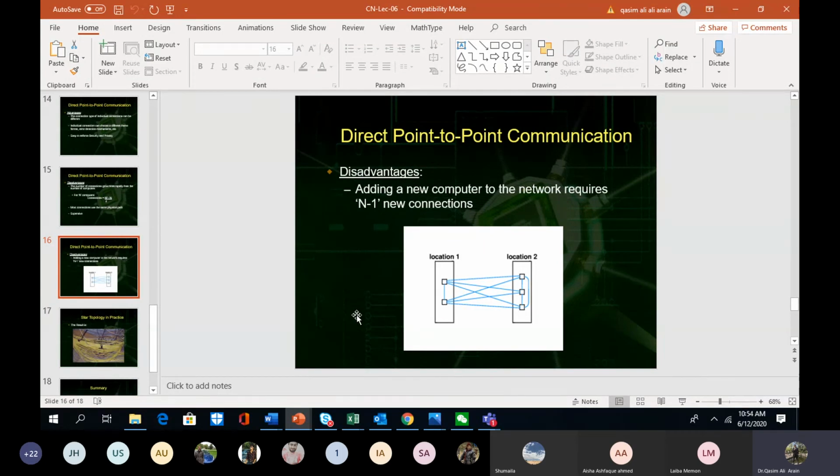So let's suppose there are 2000 computers at location 1 and 4000 computers at location 2. Do you think how many connections are required to connect these two locations if we have point-to-point connectivity? I mean, only one computer would be connected with another computer. No third connection is required with that particular computer. So it is very messy and a very difficult process to connect multiple computers.